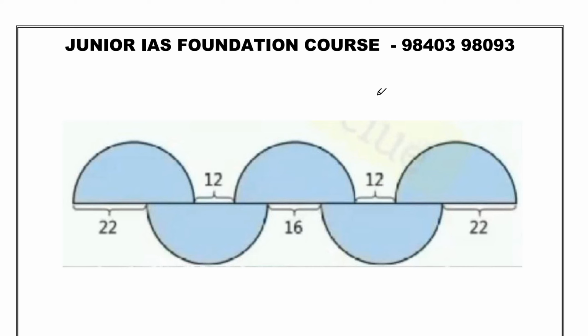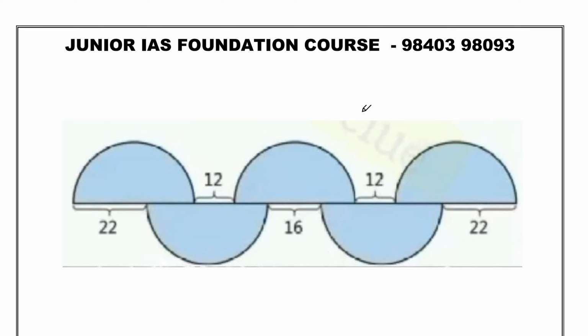This is the Junior IAS Foundation course, especially for school students, even college students also. Today's session will start with aptitude questions, then Indian polity and geography, equinoxes and the seasons, different types of seasons.